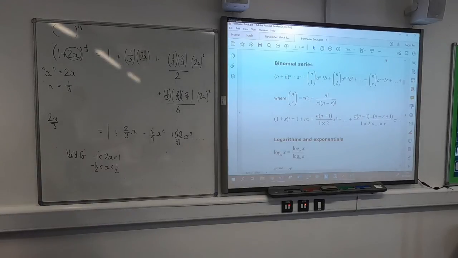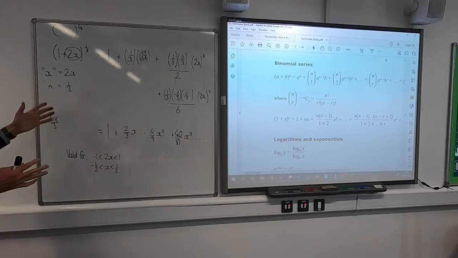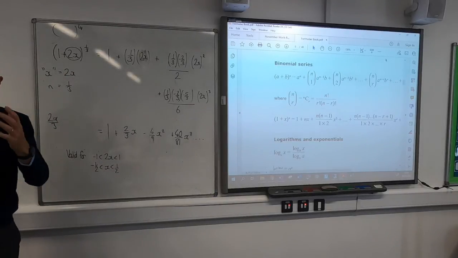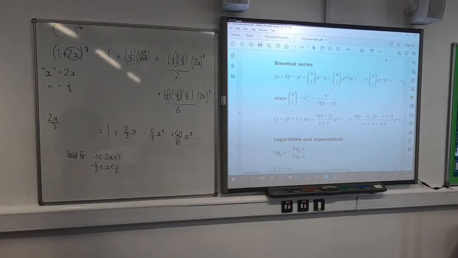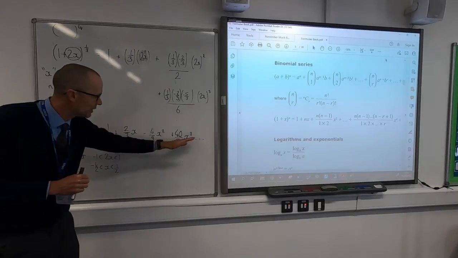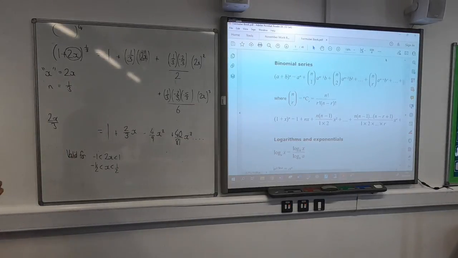And why is this on the syllabus, this rather odd way of writing a cube root or a square root or another statement with a non-whole number power as an expansion of terms? It's because of how your calculator does it. It's how your calculator does a cube root.